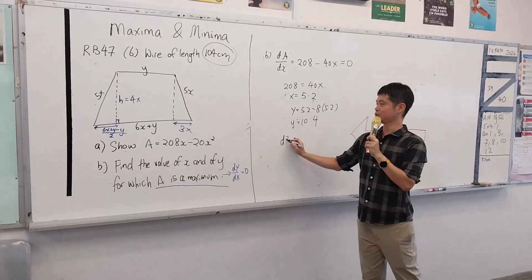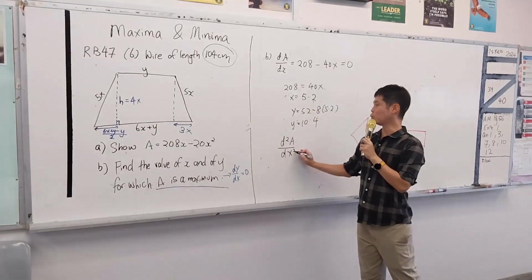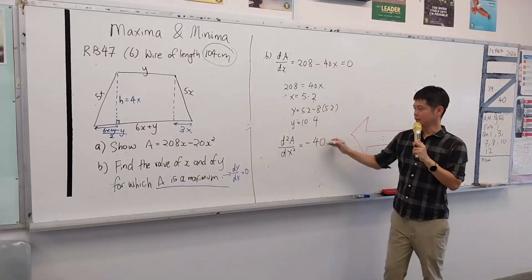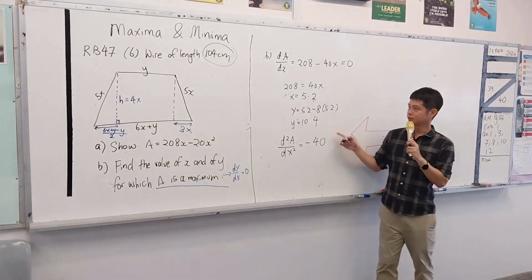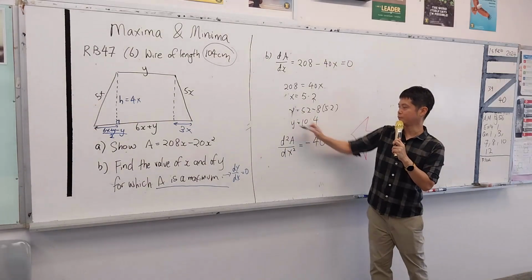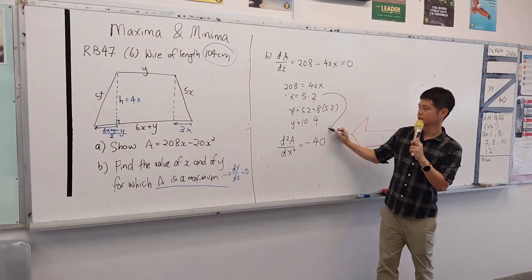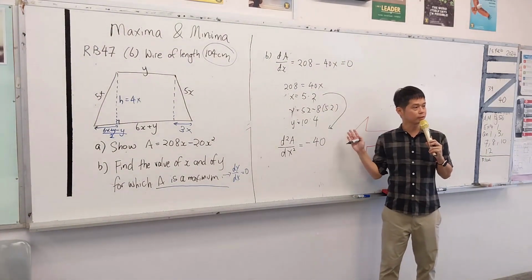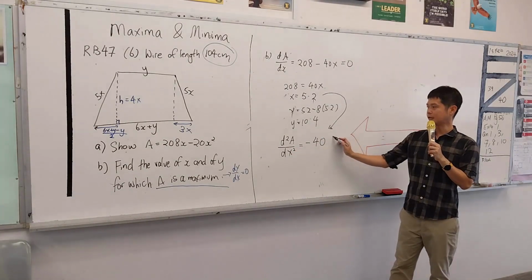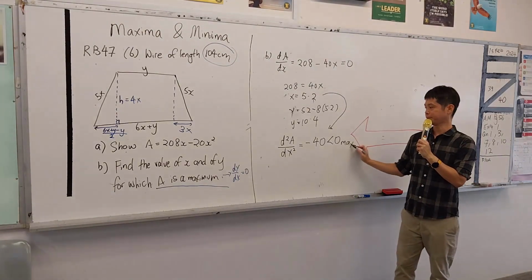So d2A over dx squared. Everyone please look here. If there's a variable here, you have to sub it in. But there's no variable here, right? So d2A/dx squared is less than 0. So it is a maximum.